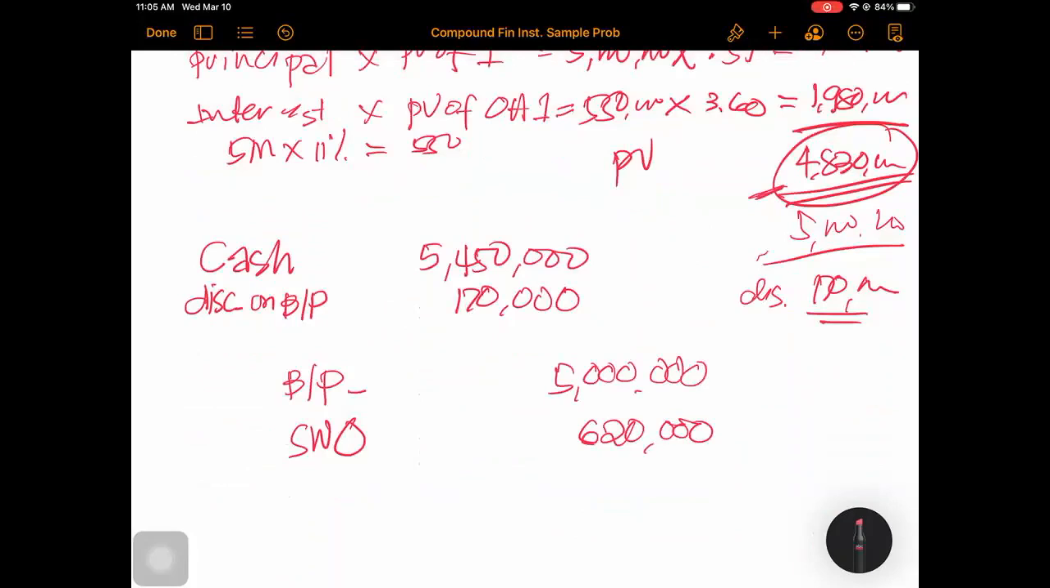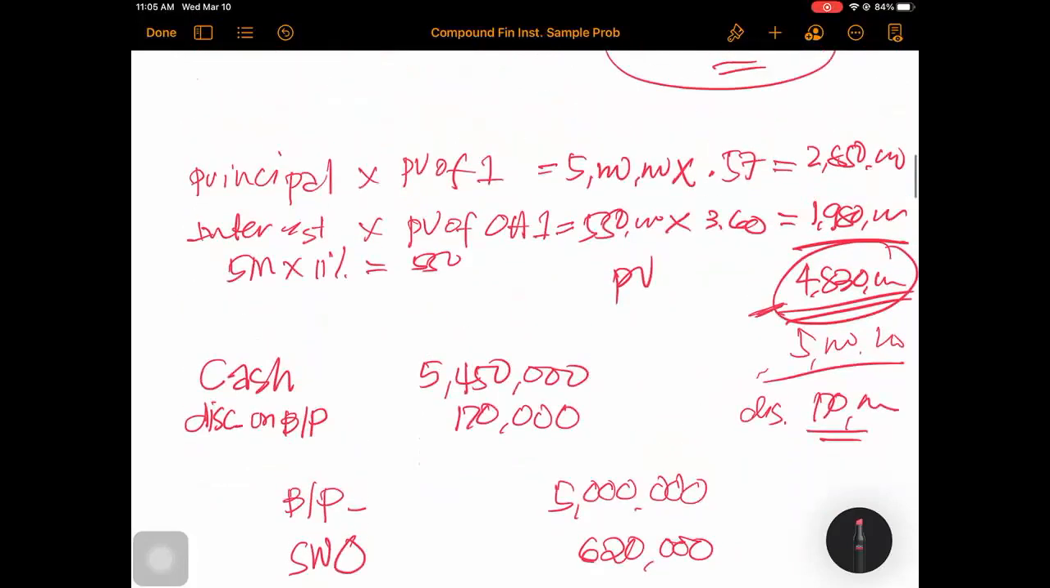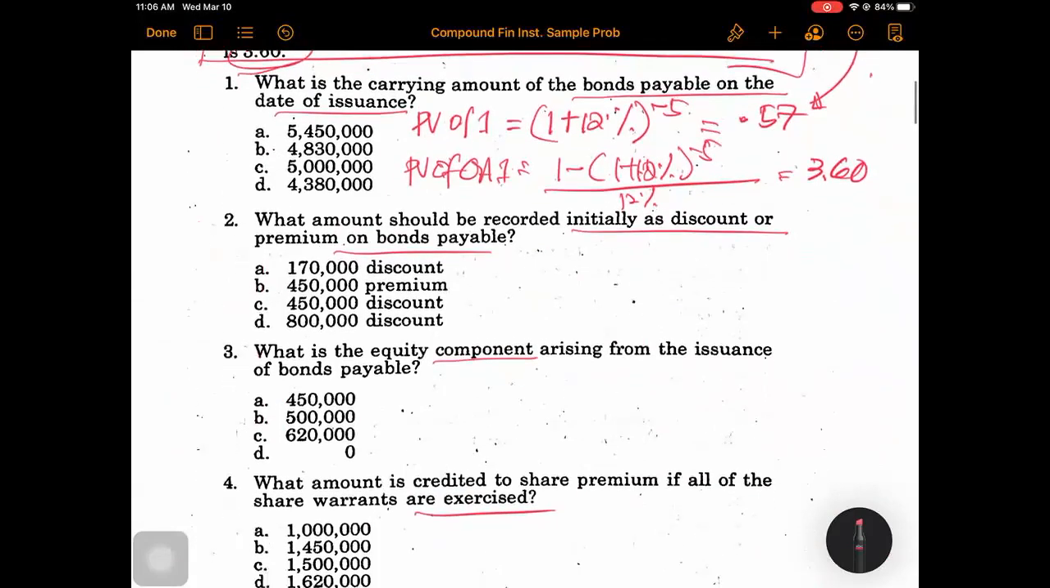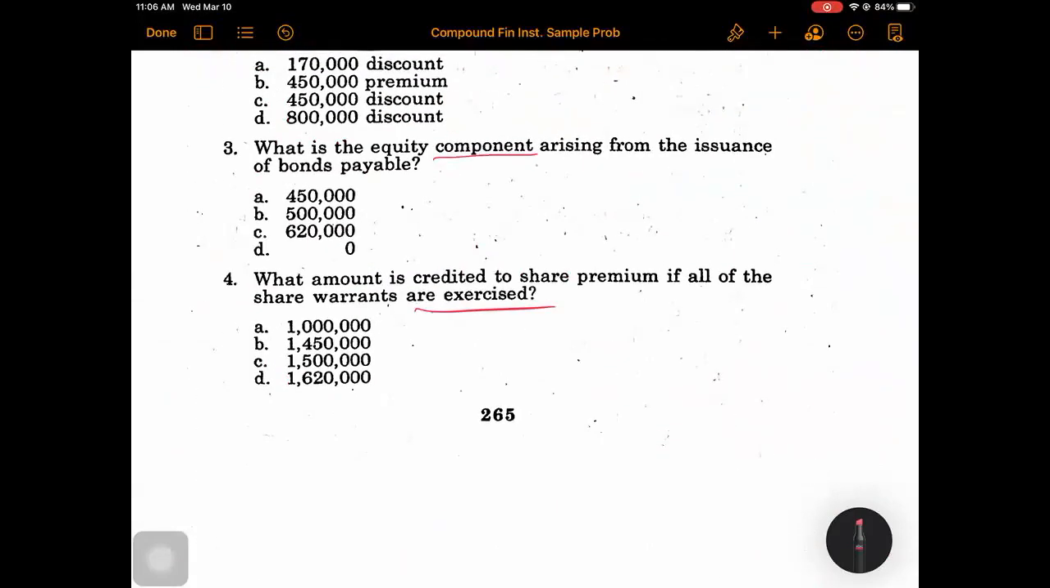Okay, 620,000. This is the entry upon issuance. What if the holder exercises his share warrants? Di ba? Gihurot niya tanan. Kay ang assumption diri, gihurot tanan, gi-exercise tanan if all of the share warrants are exercised.